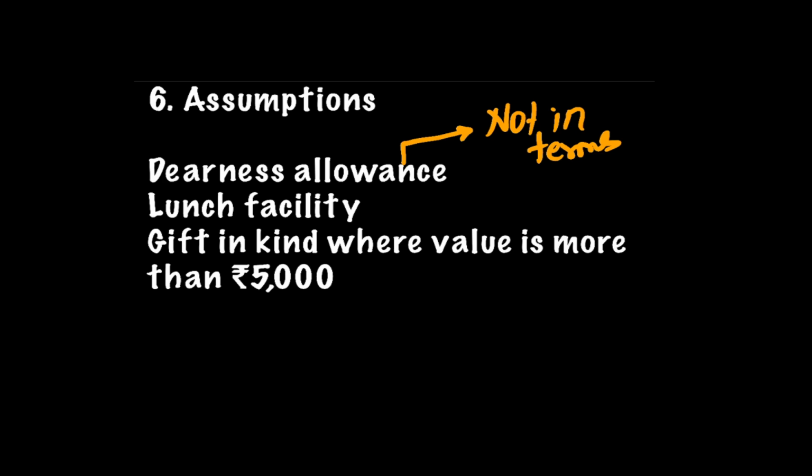As far as lunch facility as a perquisite is concerned, it is exempt up to 50 per meal. Now what happens is, they don't give in the examination the number of days for which the meal is taken. So what you can do is, you can assume 300 days, that the meal was taken for 300 days. But say for example, the question says that the employee retired in November or December, then obviously it will not be good that you assume that he has taken lunch for 300 days. Then in that case, you assume that it is taken for 200 days or 100 days.